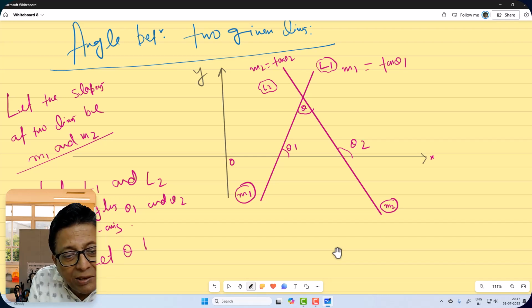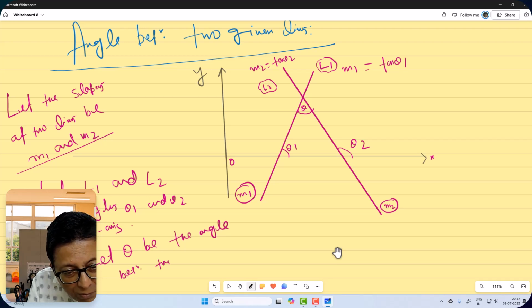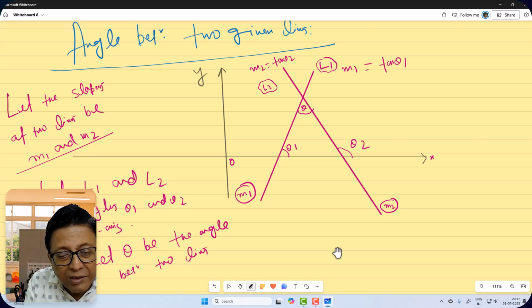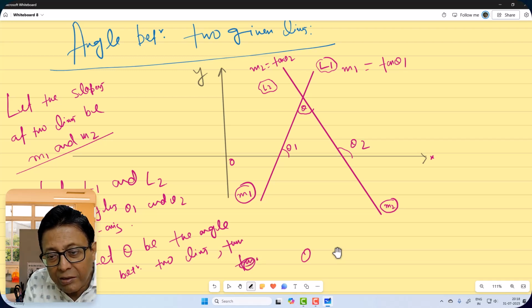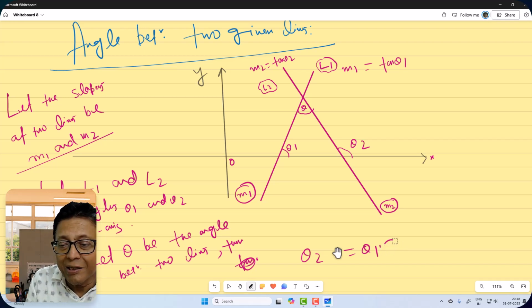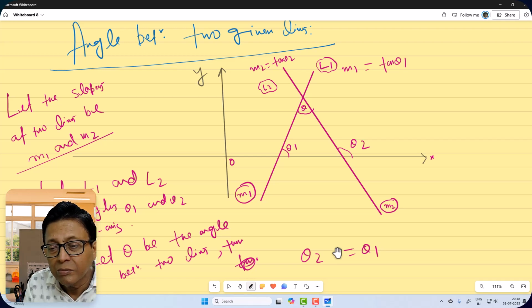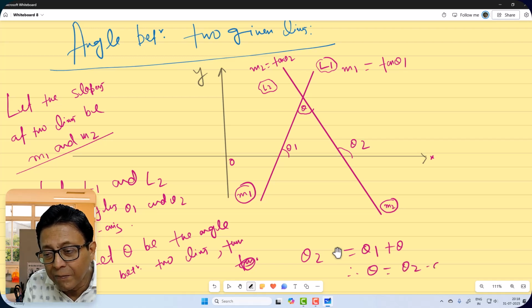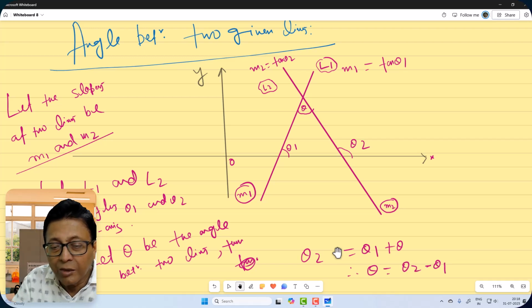Let theta be the angle between the two lines. Then theta 2 equals theta plus theta 1. Agree or not? One exterior angle will be the sum of the two interior opposite angles. So theta will be theta 2 minus theta 1.